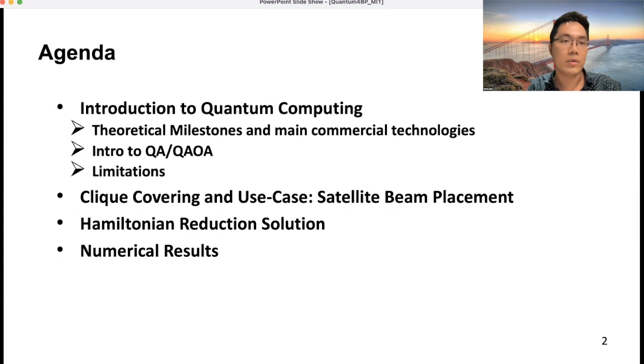In this talk, we will have four sections. In the first section, I will give a brief introduction on quantum computing, some theoretical milestones, and the main commercial technologies. I will also give some introduction of quantum annealing and QAOA, the two main techniques to solve optimization in quantum computing, and their limitations. Then I will give a short introduction on clique cover and graph coloring, and the use case, which is satellite beam placement problems. Then I will introduce my method of Hamiltonian reduction and its numerical result.